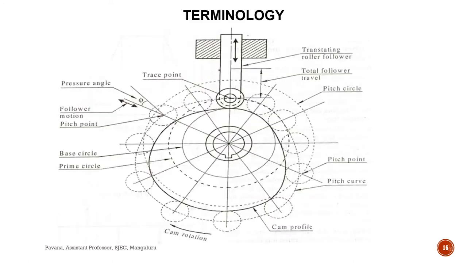Next we will see some of the main terminologies related to cams. You can see this diagram which indicates different parts or different terminologies related to cam and follower system. First one in that is, the main part in a cam system is the base circle. You can see here the base circle.